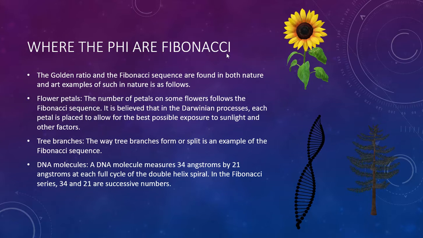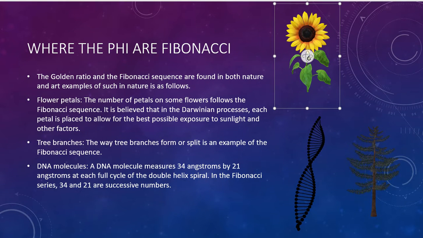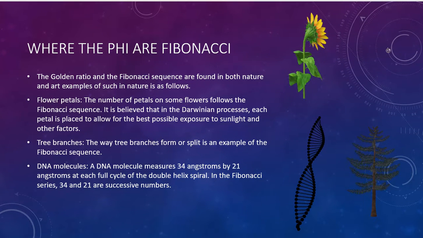Where the phi are Fibonacci? The golden ratio and the Fibonacci sequence are found in both nature and art. Examples of such are as follows. Flower petals. The number of petals on some flowers follows the Fibonacci sequence. It is believed that through the Darwinian process, each petal is placed to allow the best possible exposure to sunlight and other factors. Here would be an example of the Fibonacci sequence in a flower.